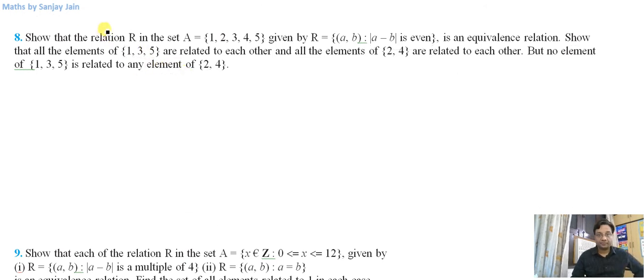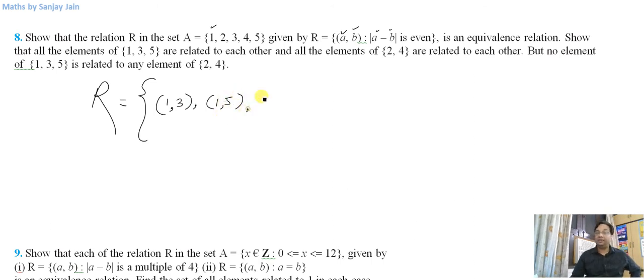What I mean is, if I try and write this relation R, let me explain it a little more. What is this relation defined as? I need to choose an ordered pair (a, b) such that the difference of their entries, first entry and second entry, is even. So if I start with 1, 1 will be related with 3 because mod of 1 minus 3 is even. 1 will be related with 5, right? And 1 will be related with itself because 1 minus 1 is 0, which is even, right?